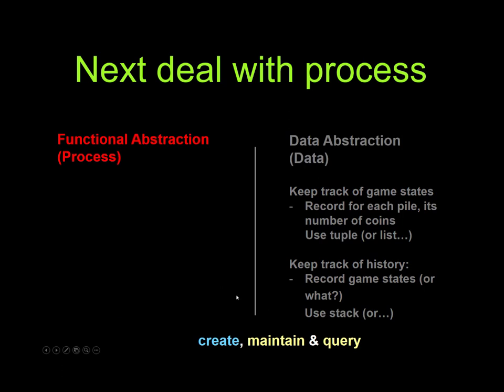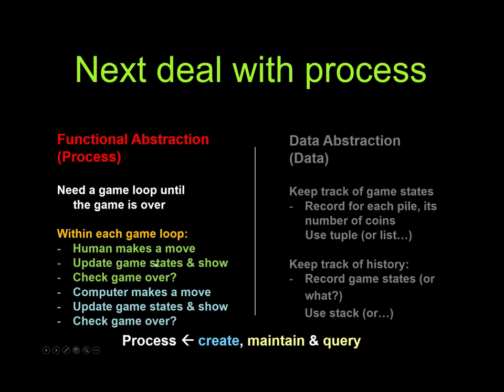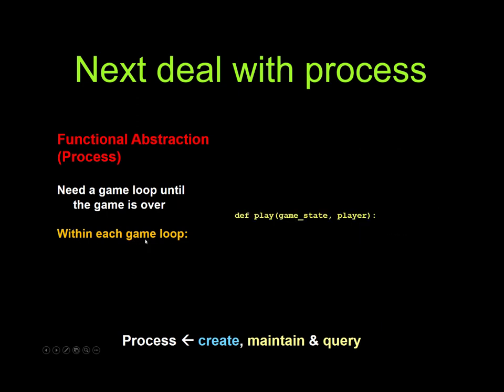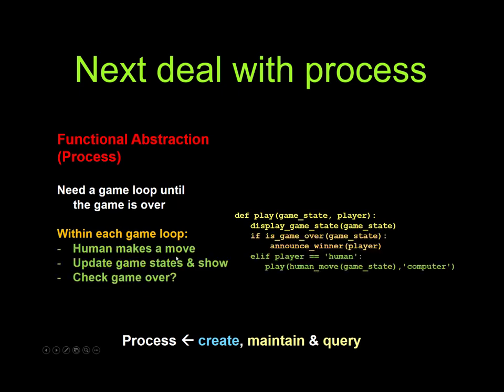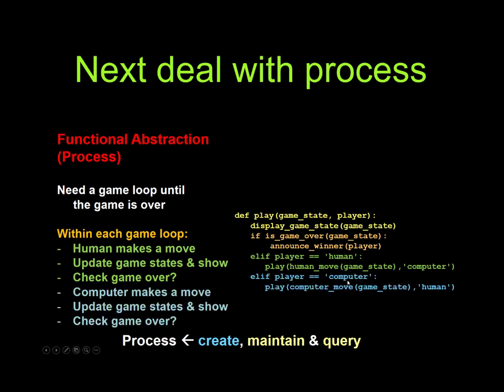With the necessary data in place, we next need to process them. The processing, as we said, is a main loop, which is the game loop, where the computer and the human take turns to make a move. So within each game loop, we have the play, and you display the game state. If the game is over, you announce the winner. And then if it is not over, if the player is a human, the human will make a move and reset the player to be the computer next. And if the player is the computer, the computer makes a move and sets the human to be the next player.